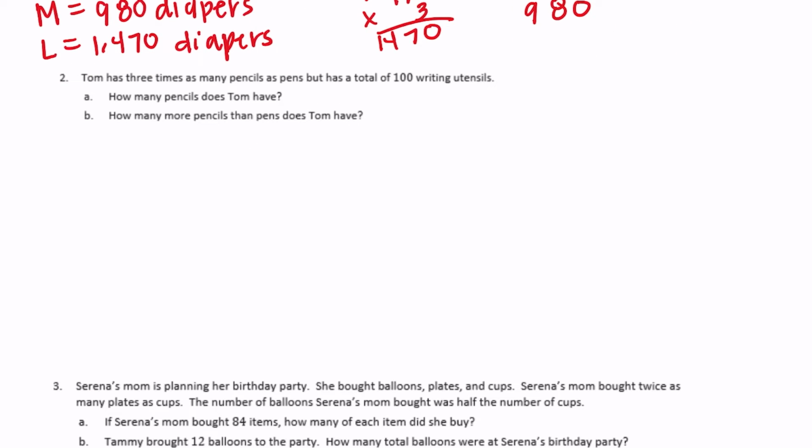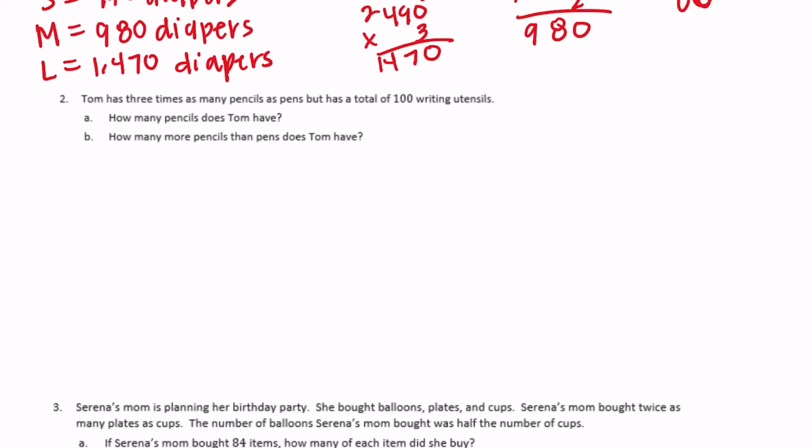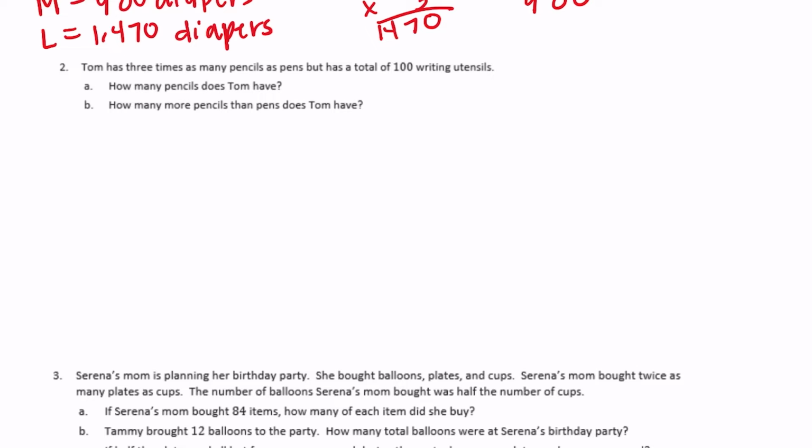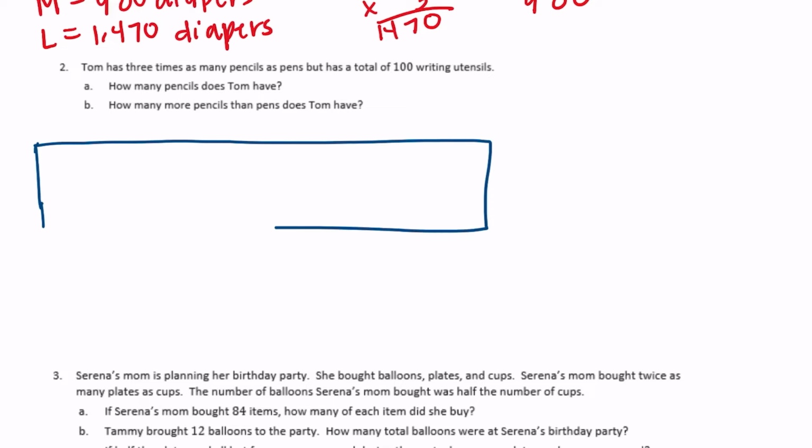Number 2. Tom has 3 times as many pencils as pens, but has a total of 100 writing utensils. How many pencils does Tom have? How many more pencils than pens does Tom have? Okay, so let's start with a chart. We have pencils, pens, and then total, so just 3.